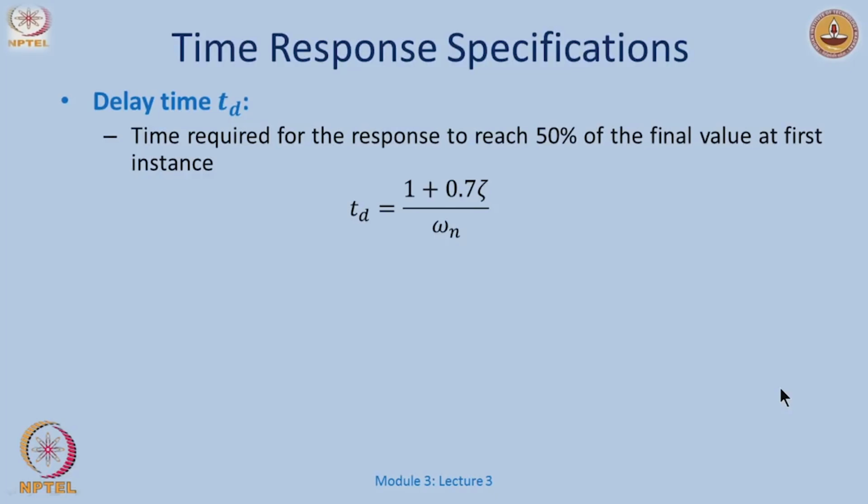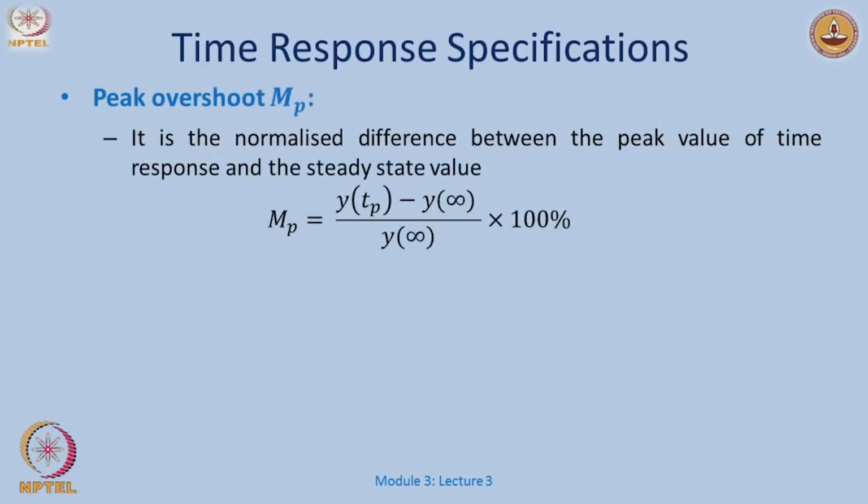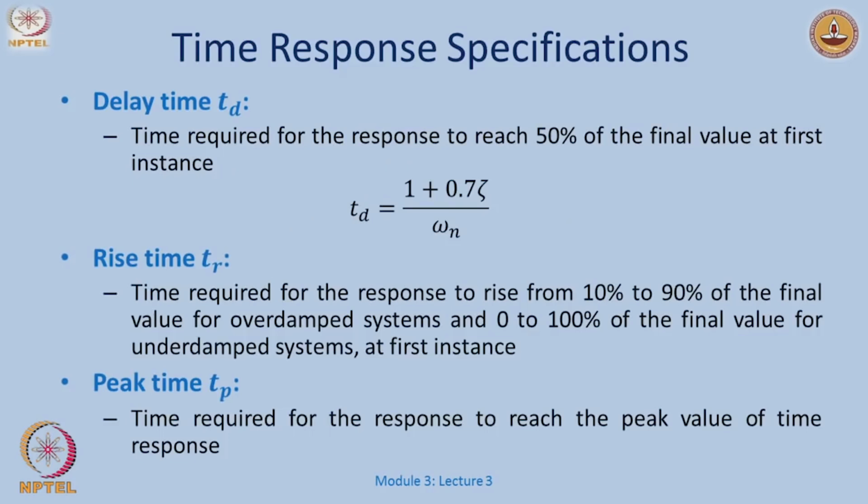First is the delay time, the time required for the response to reach 50% of the final value at the first instance, and I could calculate this based on the formula which I had derived earlier. I will come to this. We first define what these are and then see how these numbers are achieved. The delay time is the time required for the response to reach 50% of the final value at the first instance. In an oscillatory response, it could reach 50% several times.